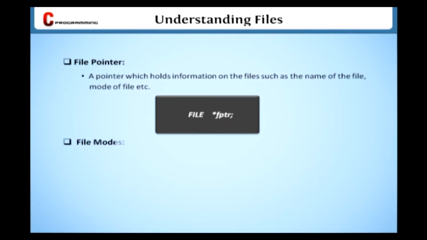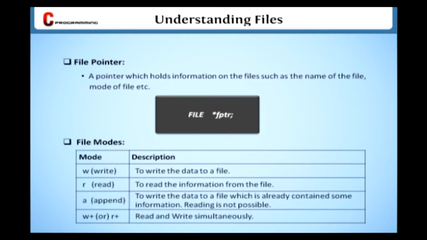Let's see the various types of file modes. The mode of a file is an indication of which operation we will make on the file: write, read, or append. The C language provides certain modes enumerated in this table. Now you understand the fundamental principles of files. We will see soon in the next lesson how to carry out the various operations in a file.